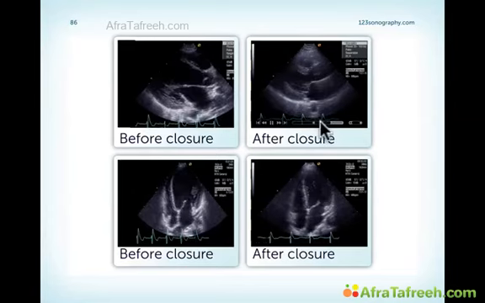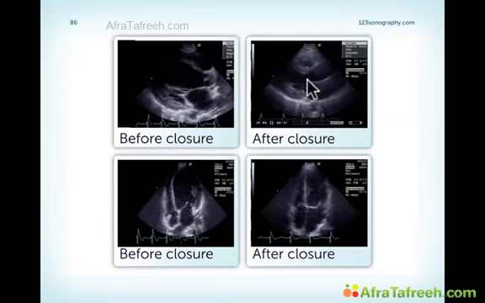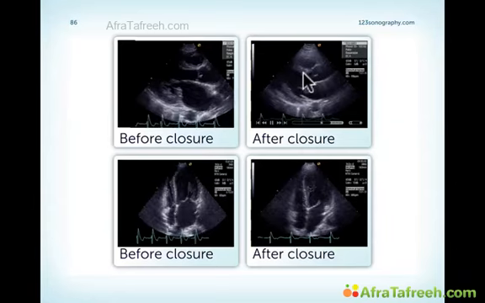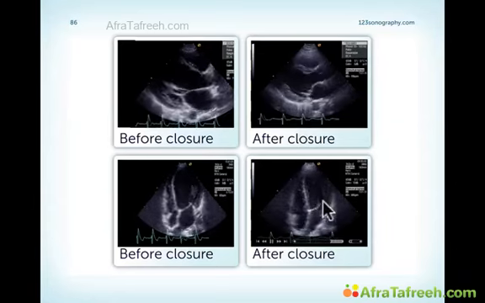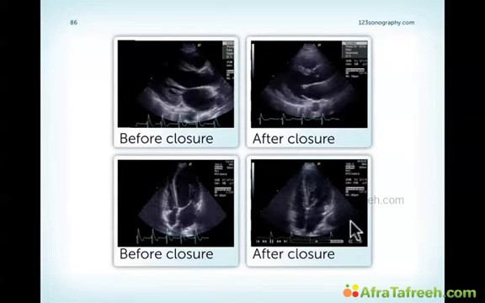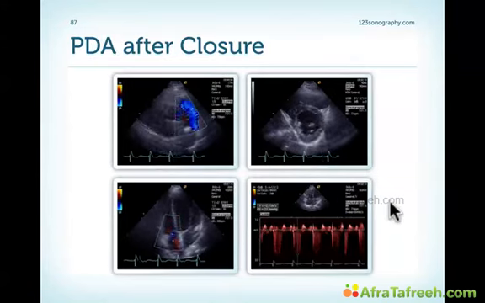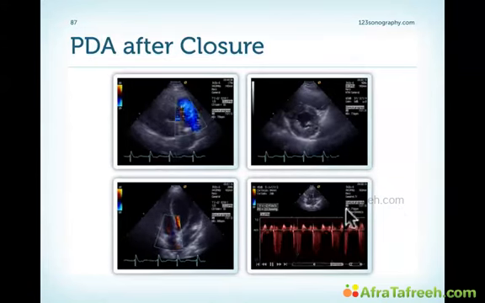And we see the same patient on the right-hand side after closure. The size of the left ventricle has normalized, the ventricular function is normal, and the symptoms completely disappeared. So this is the ideal situation for closure, and the patients will have the most benefit.